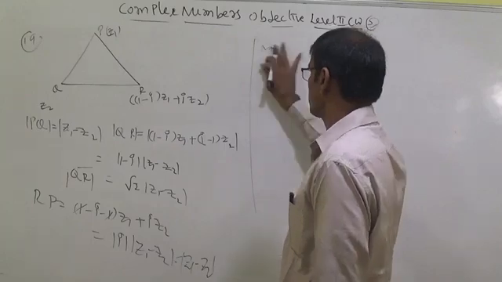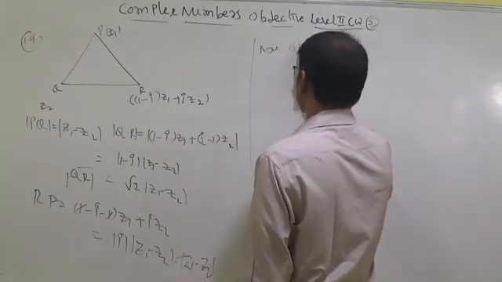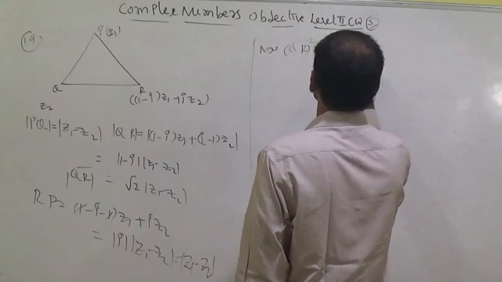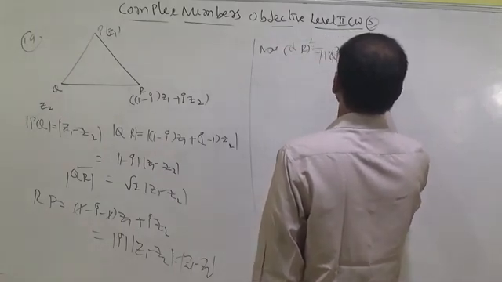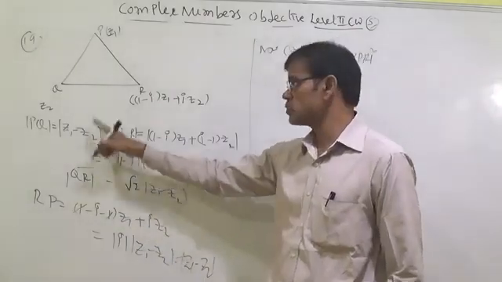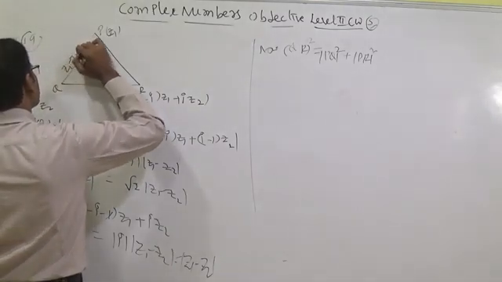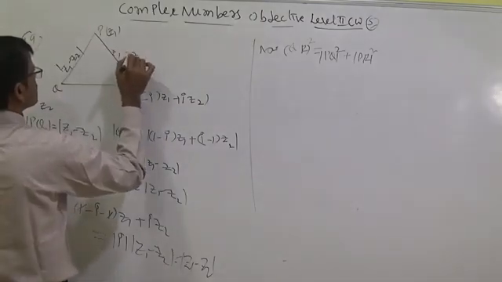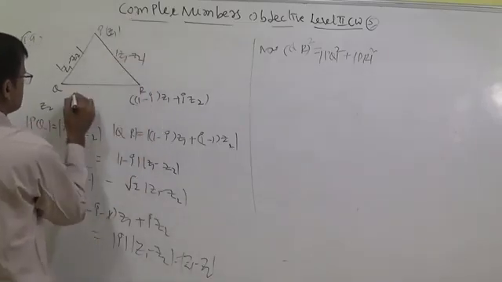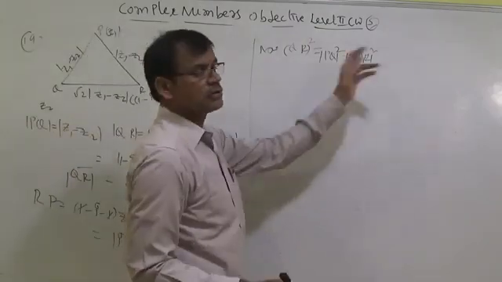Now, observing these two values, you can understand that modulus of QR square is equal to modulus of PQ square plus modulus of PR square. Modulus of PQ we got as modulus of Z1 minus Z2, and modulus of PR we got as modulus of Z1 minus Z2. QR we got as root 2 into modulus of Z1 minus Z2. So QR square is equal to PQ square plus PR square.